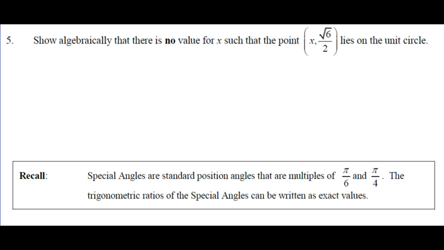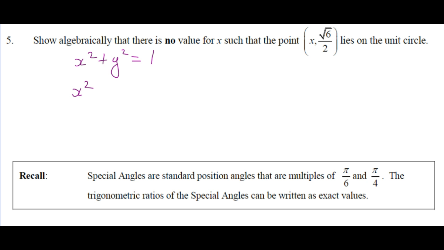Show algebraically there is no value for x such that the point x, root 6 over 2, lies on the unit circle. Okay, so if there were, really all we have to do is solve for x, right? And then say you can't do that. So, x squared plus y squared is equal to 1.